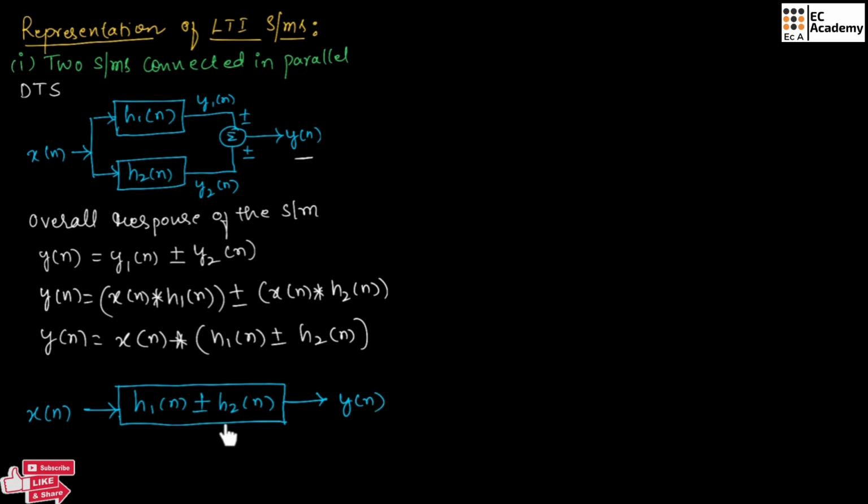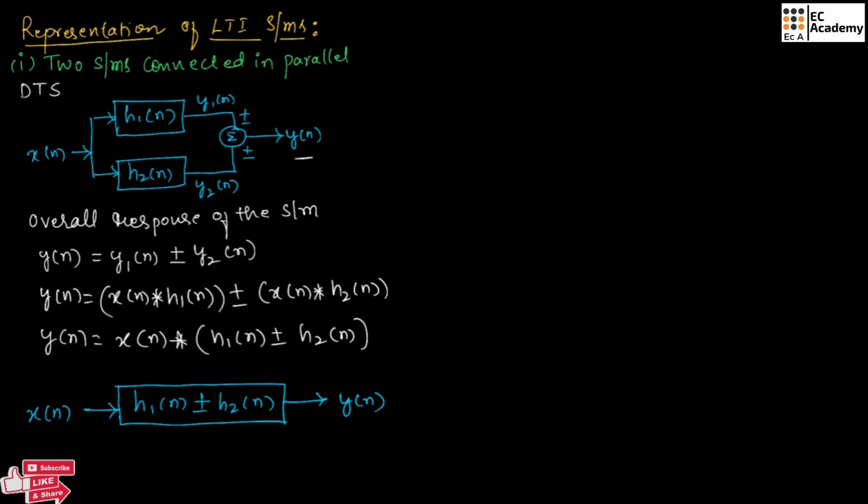From this analysis we understand that the systems that are connected in parallel can be written as h1 of n plus or minus h2 of n. This plus or minus sign depends upon the sign at the summation. So, if it is plus we will write plus here, and if it is minus, we will write minus at this point.